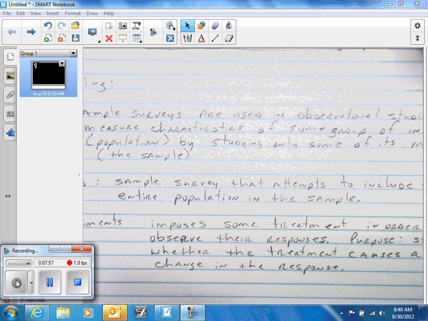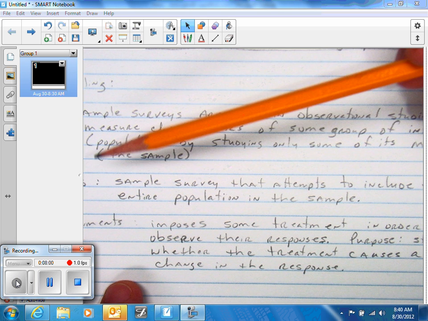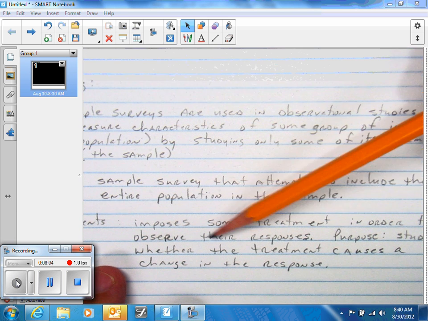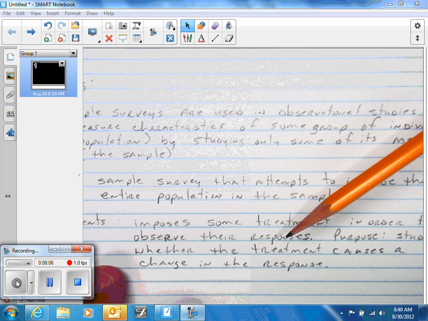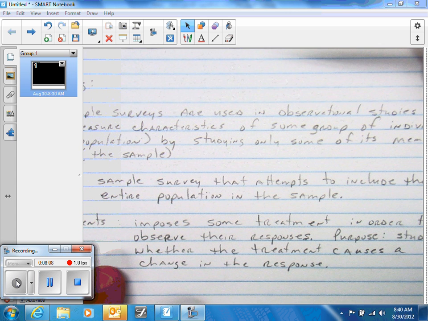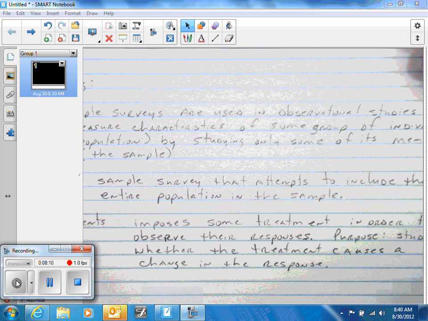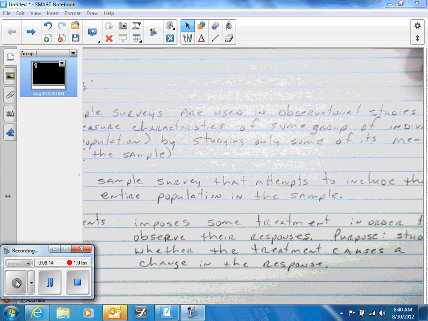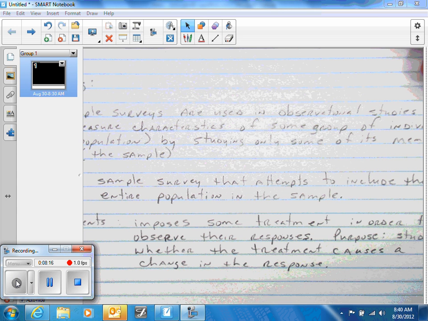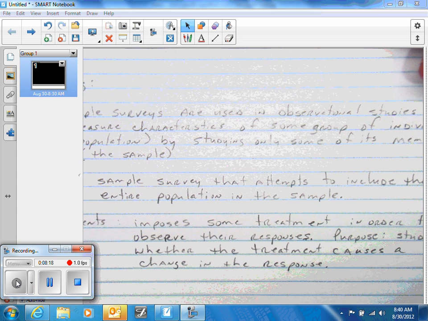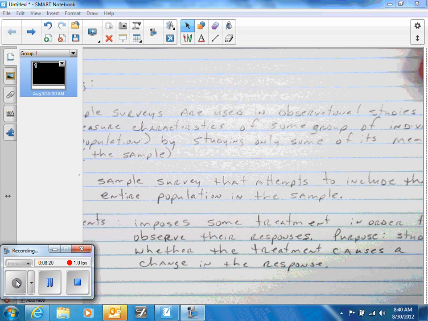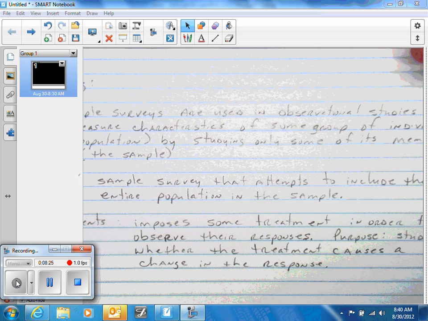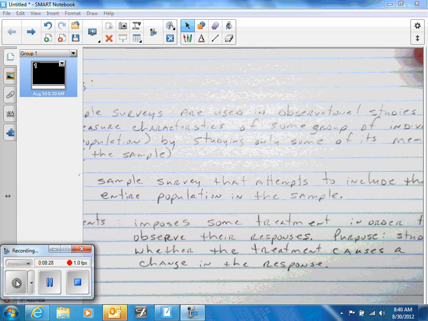The last thing we're going to talk about are experiments. Now, an experiment imposes some treatment in order to observe their response. For instance, if I have two groups, maybe it's a group of people who suffer from migraine headaches. I can split them up into two groups. I can have one group take Excedrin PM. The other group I would give a placebo, say a sugar pill.